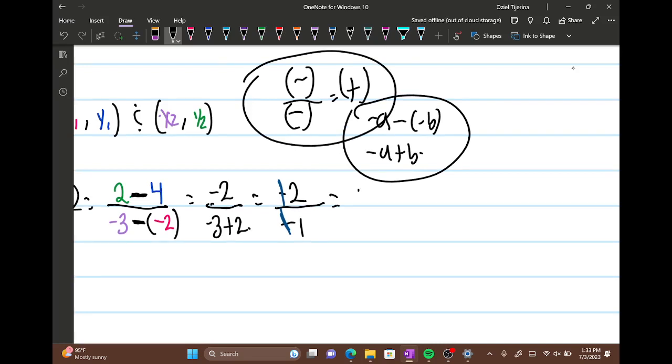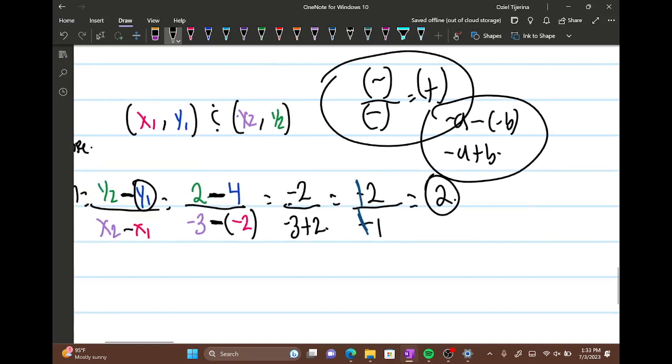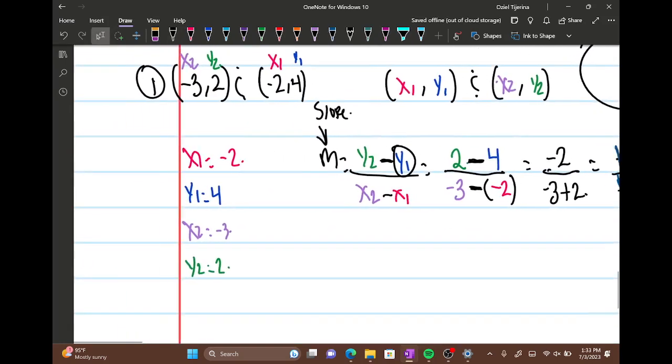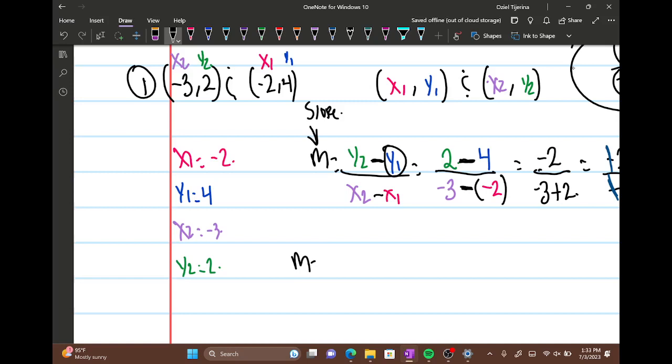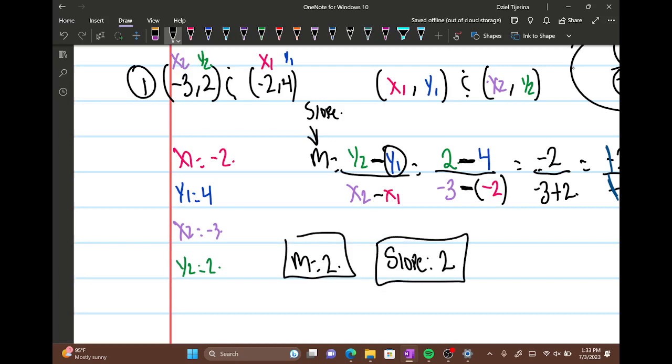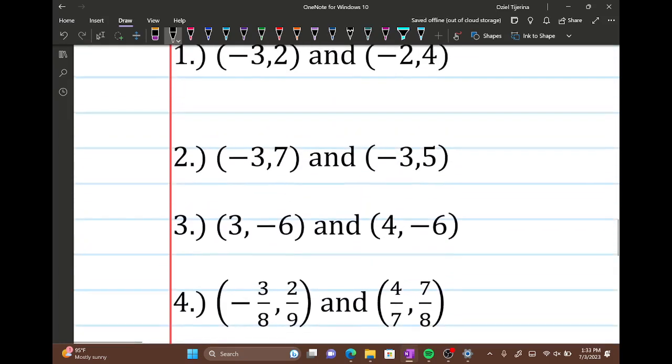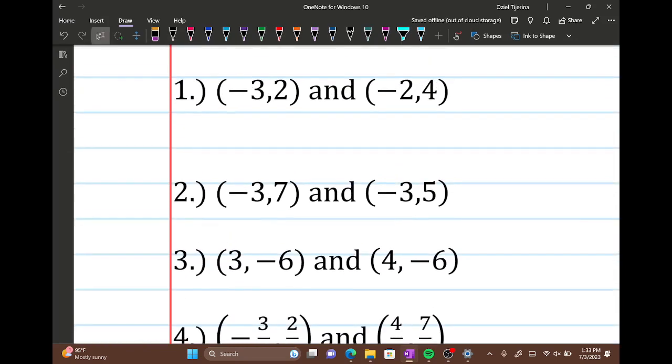So now this will be 2, right? So our slope is 2. So in other words, m equals 2. Or we can say the slope is 2, and that is our answer. And that is how we find that for the first one. Now let's look at the second one.